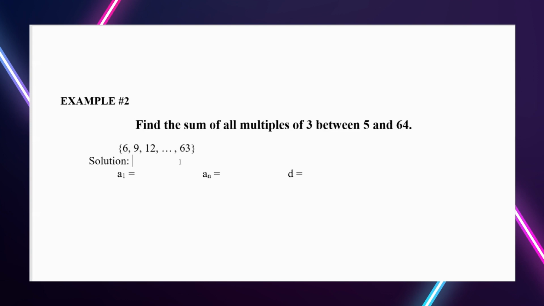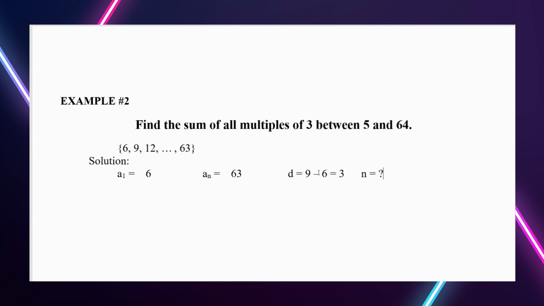Okay, now, based on our illustration ng ating sequence, let us identify what is the first term. The first term is 6. The last term is 63. The common difference is 9 minus 6 is equal to 3. At napaka-importante sa ating given ang value ng n. Ngunit, hindi binanggit sa given natin ang value ng n. So, anong gagawin natin para makuha ang value ng n?